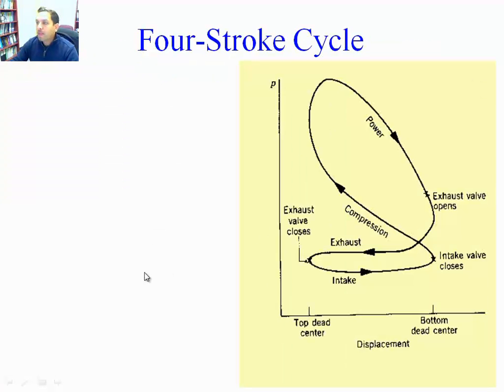So this is the PV diagram of an internal combustion engine. As you can see, the volume of the cylinder goes from the top dead center to the bottom dead center. It's called a four-stroke cycle because there are four processes involved. So basically the piston covers the distance of the displacement, essentially the stroke, 4 times for the cycle to restart. So this is essentially what happens.